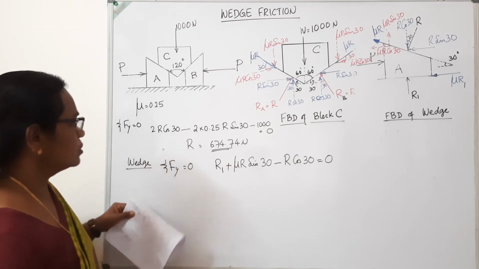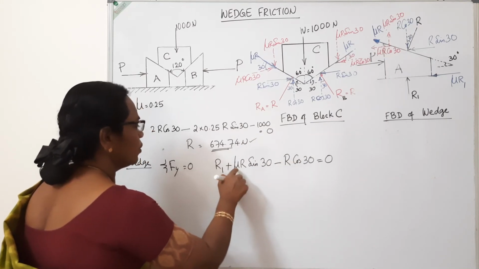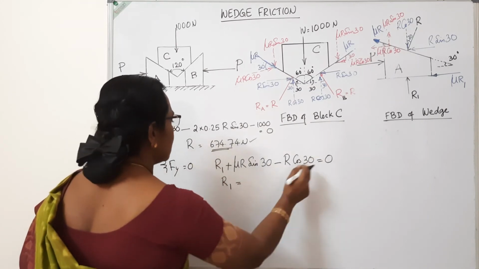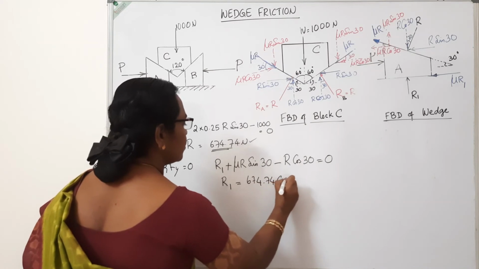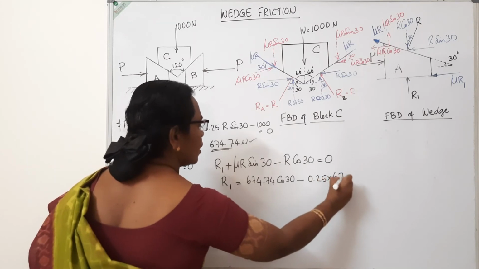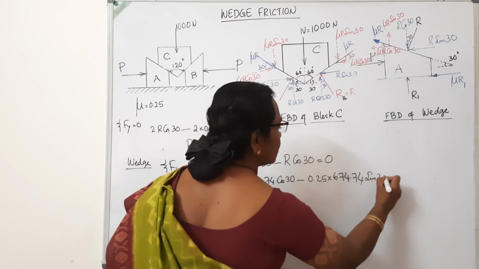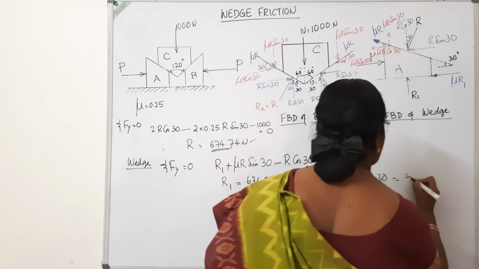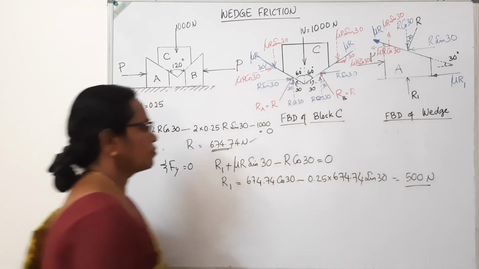Let us substitute the values. We have the value of R from here. So sin 30, cos 30, mu, everything is known. So we can write R1 is equal to R cos 30, 674.74 cos 30, minus mu R sin 30. Solving it, we will get R1 as 500 Newton. So we get this normal reaction as 500 Newton.